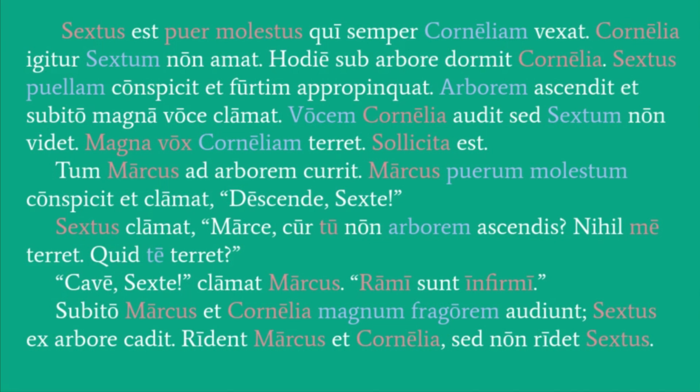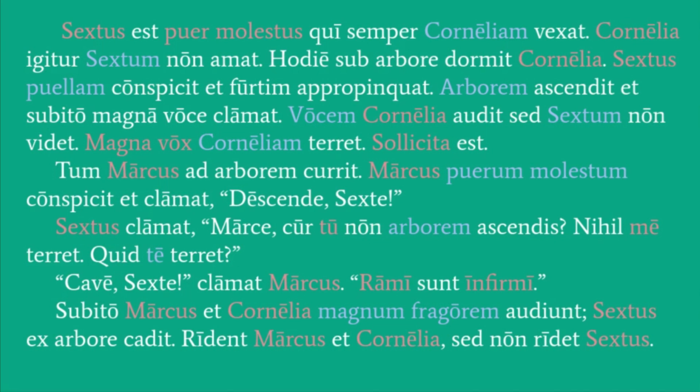So when you hear vocem Cornelia, that should be a tip that Cornelia is your subject and vocem is your direct object. So it's saying Cornelia audet, she hears the vocem, the voice, but she doesn't see, non videt, Sextum, right? Sextum here. That's the person she doesn't see.